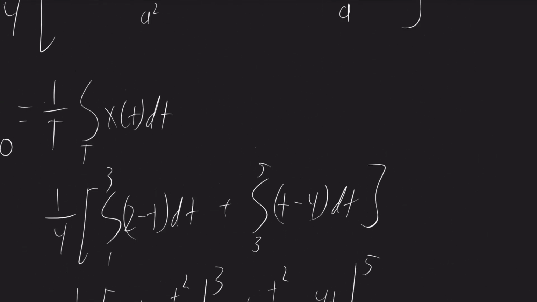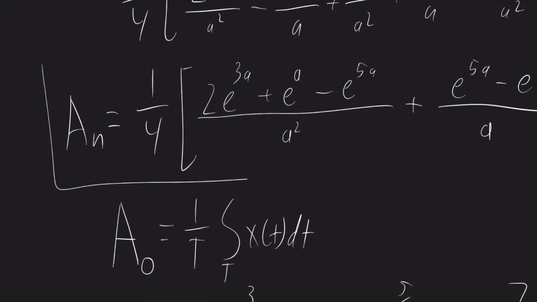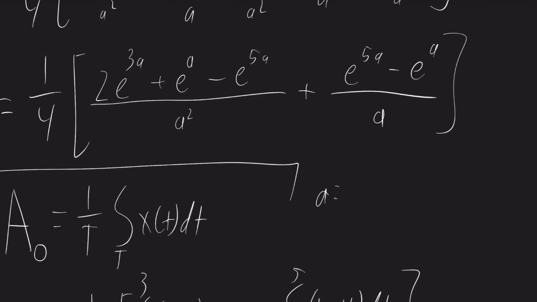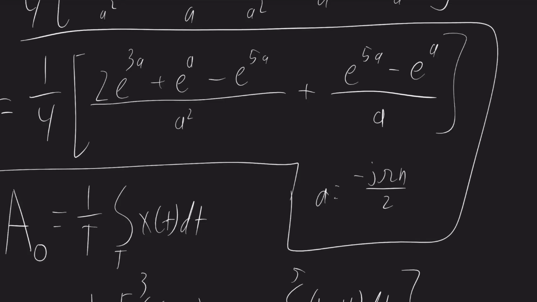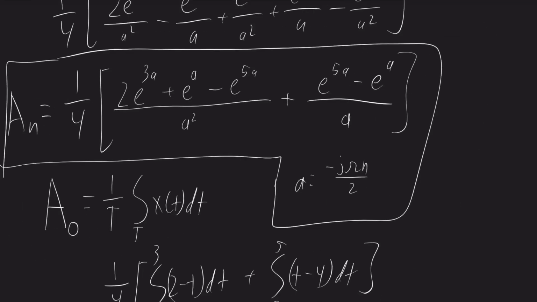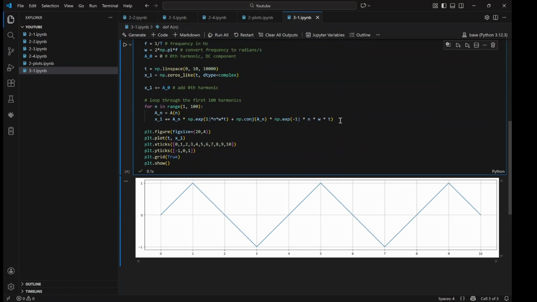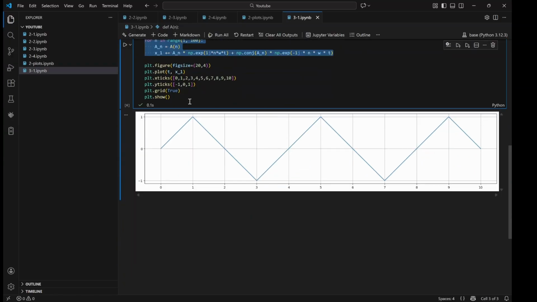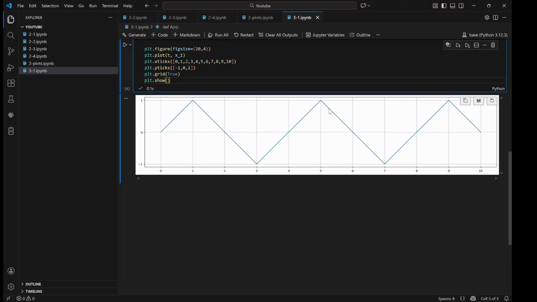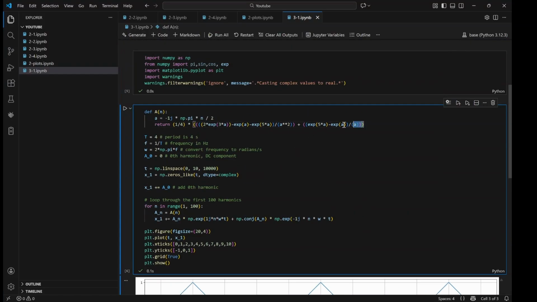Now that we have A naught and our equation for A sub n, where A is equal to negative j times pi n over 2, we can verify that this equation is correct by using Python. So in Python, I've created a function that uses the equation found in the last step to calculate the coefficient for any given number harmonic, and I loop through the first 100 harmonics, and I use the Fourier series equation to reconstruct the signal. When I plot it, it looks exactly like the signal we started with, so I have verified that the equation found in the last step is indeed correct. So thank you for watching.